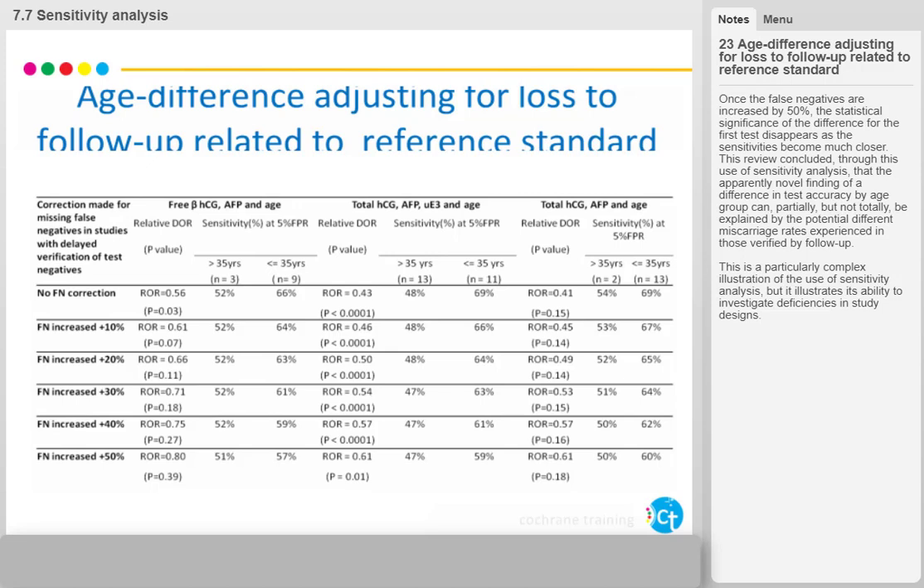This review concluded, through this use of sensitivity analysis, that the apparently novel finding of a difference in test accuracy by age group can partially, but not totally, be explained by the potential different miscarriage rates experienced in those verified by follow-up. This is a particularly complex illustration of the use of sensitivity analysis, but it illustrates its ability to investigate deficiencies in study designs.